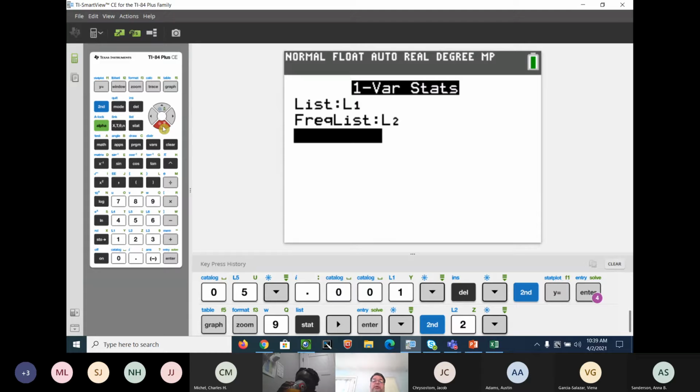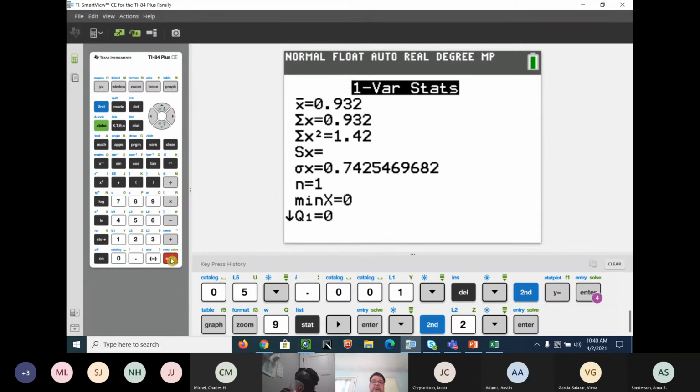Then hit calculate. If you have an older calculator, it may do something a little bit different, but not much different. Look at that. What's X bar? That's your mean, 0.932. That's what we got. And your standard deviation is 0.7425469682.